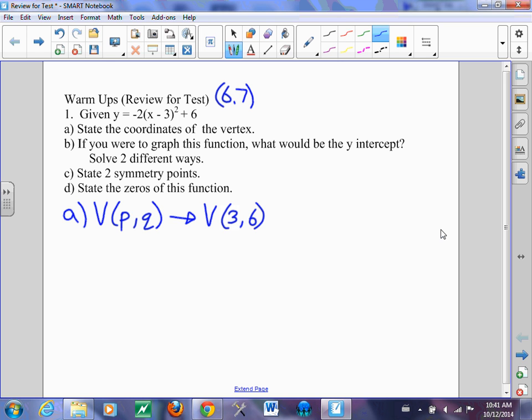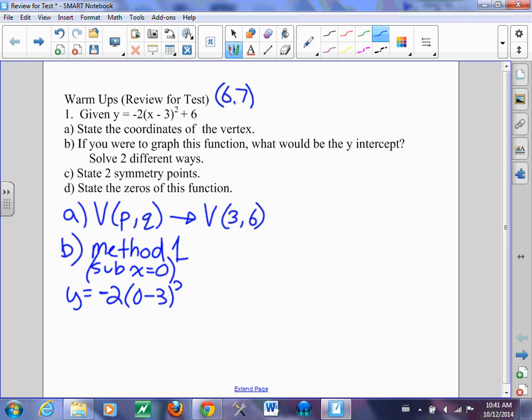All right. Number 2, if you were to graph this function, what would the y-intercept be? And it says to show in 2 different ways. All right. So the first way we remember how to do is method 1, which is just subbing in x equals 0. That's the easiest one. Okay, so we're going to rewrite this equation. Wherever we see an x, we're going to put a 0. Okay, all right, simplify this through, folks, and you're going to have negative 2 times 9.